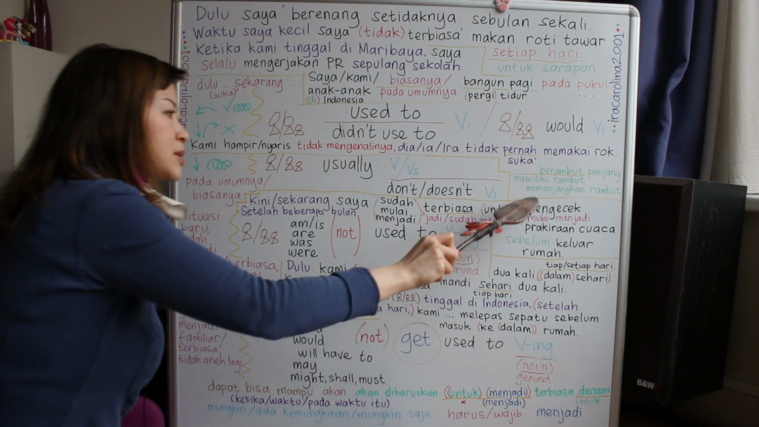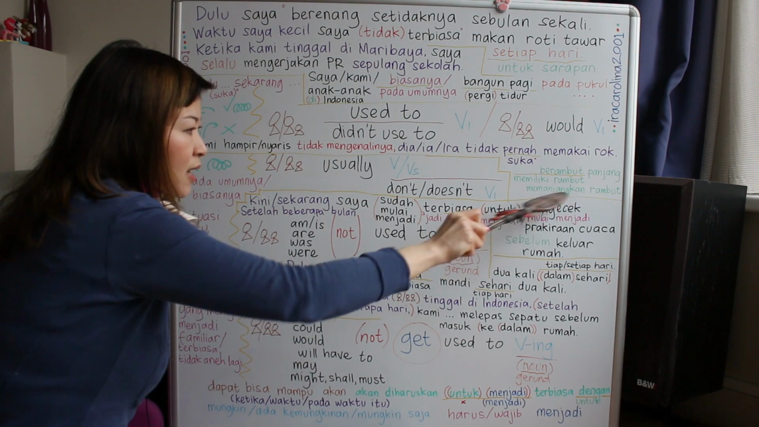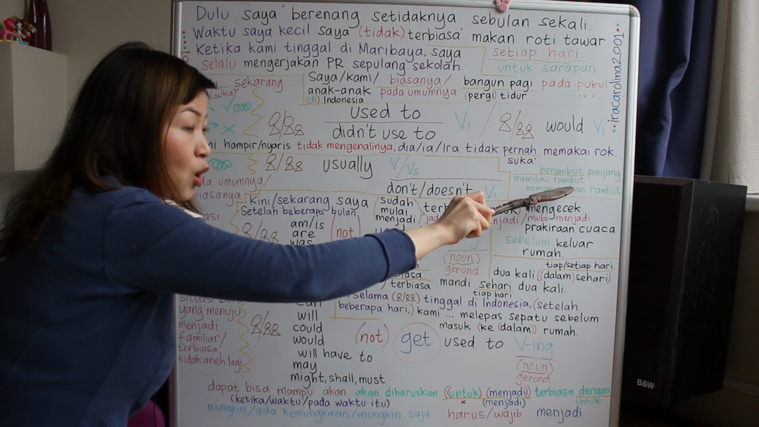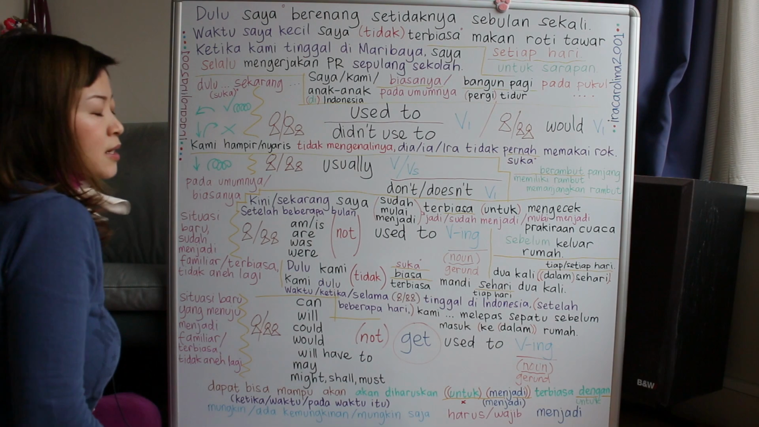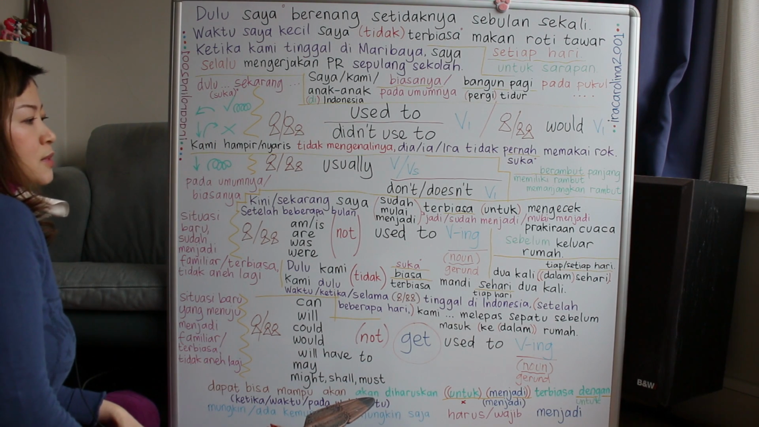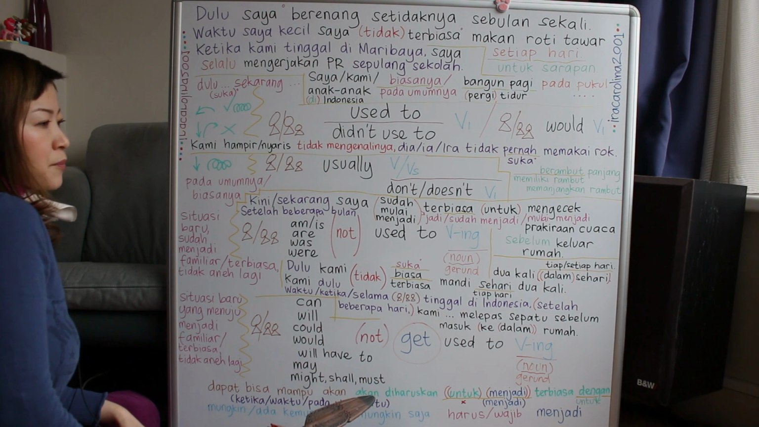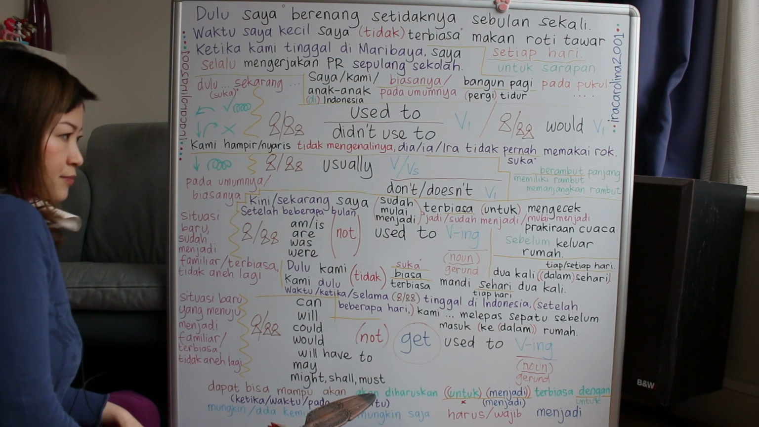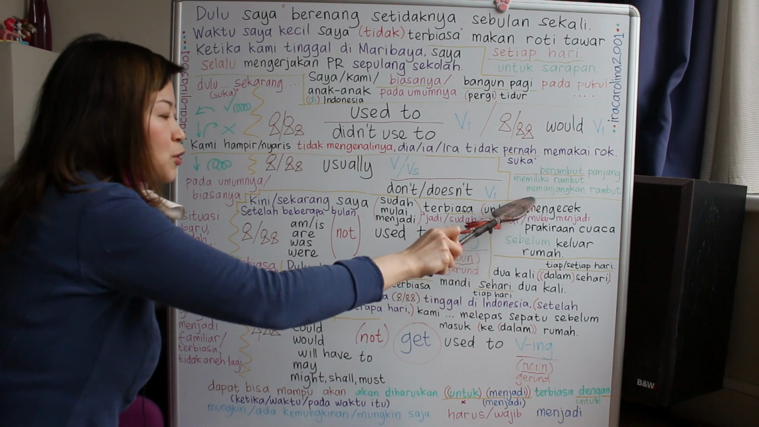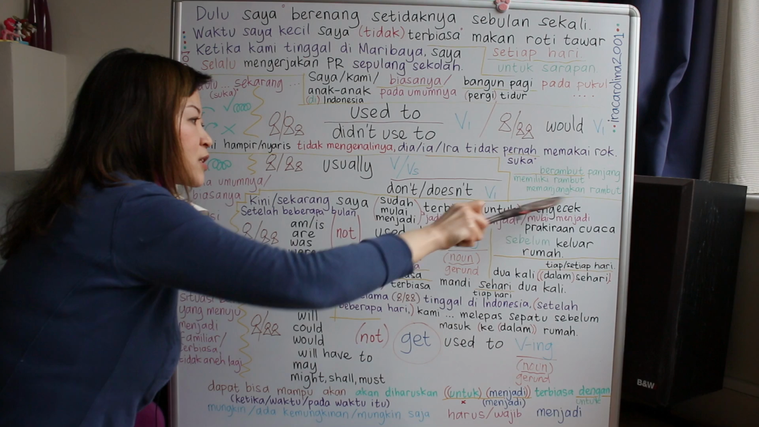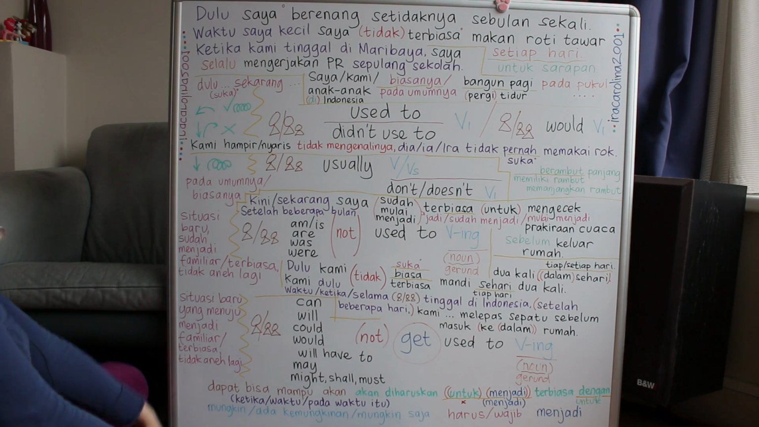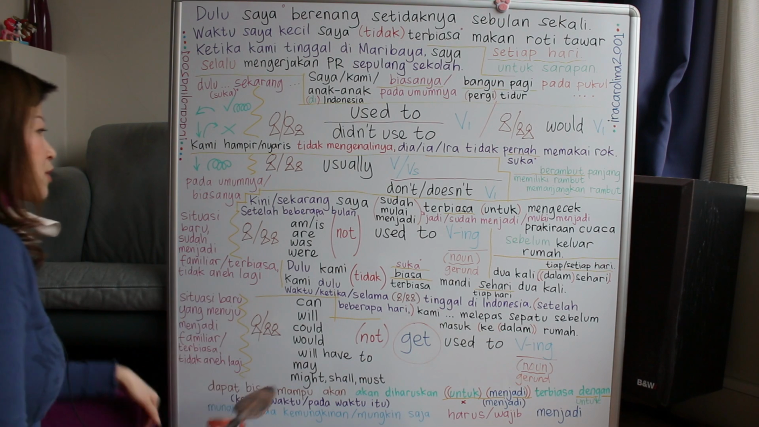Or you can also say memanjangkan, make long, and then rambut, hair. Make it long hair, or make long hair, or make hair long. But in this case we put the make long first and then the other word rambut, hair. Now this one.